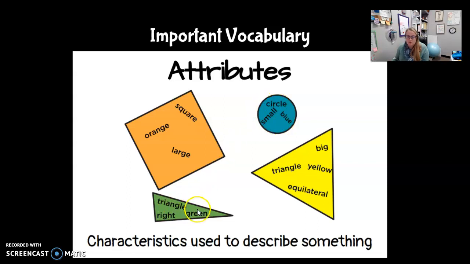This is a triangle because there are 1, 2, 3 sides and 1, 2, 3 vertices, and it is green. And this is also a triangle, and it has 1, 2, 3 sides and 1, 2, 3 vertices, and it's bigger than this green one, and it is yellow. So attributes are ways that we can describe different things.